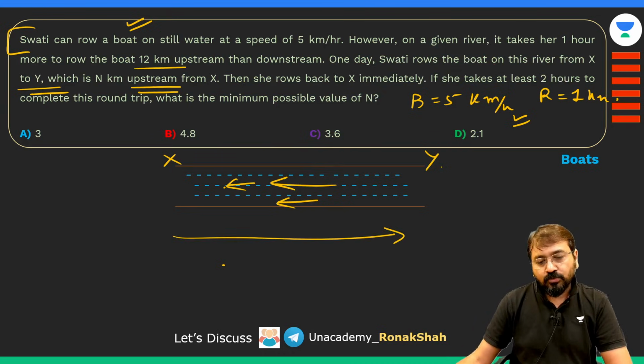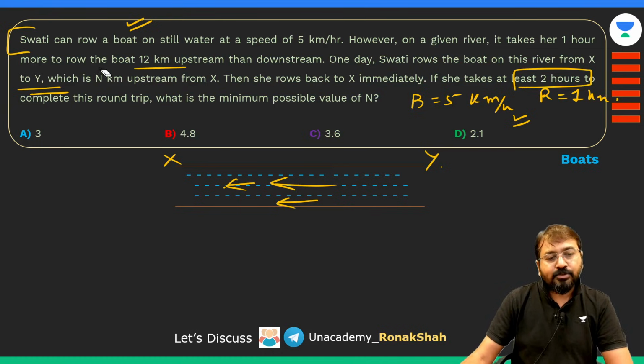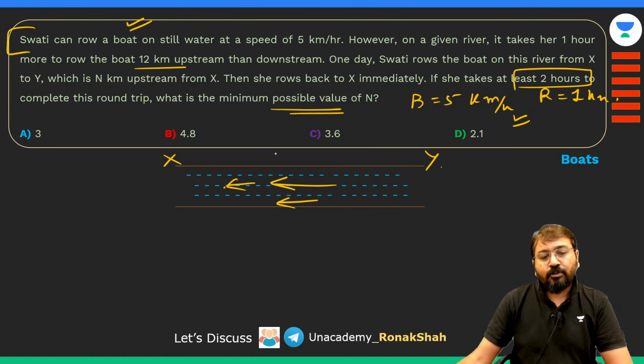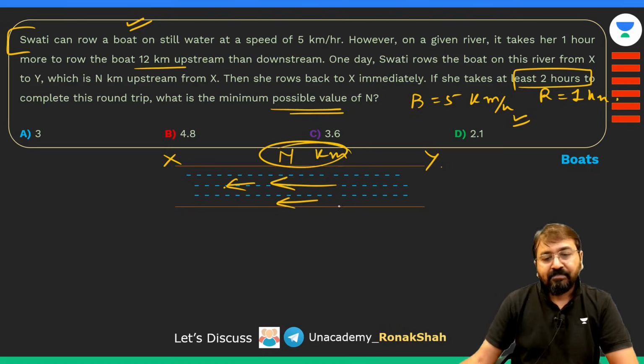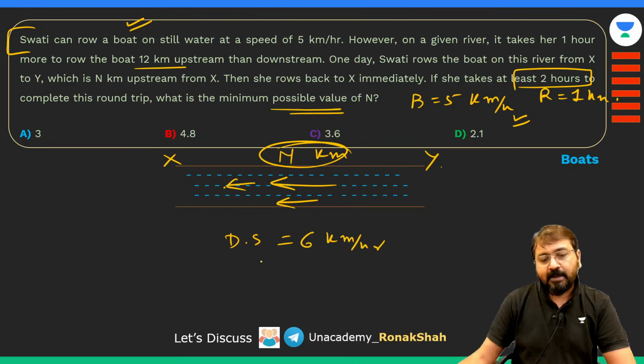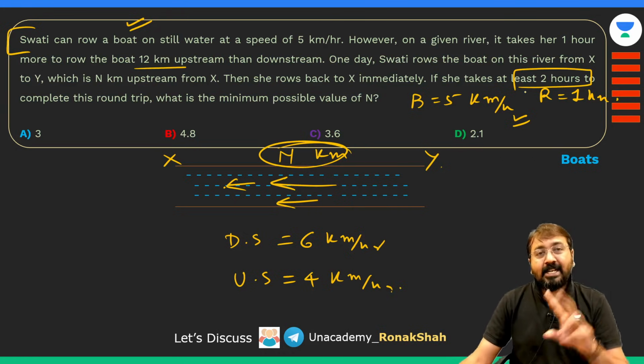So she goes to Y and she comes back. So it's upstream plus downstream. If she has taken at least 2 hours to complete this trip, what is the minimum possible value of n? So what is this distance, n kilometer? What is the value of n, right? Now see, this question is actually very simple. Our downstream speed is going to be 6 kilometer per hour. We all know that 5 plus 1. Upstream speed is going to be 4 kilometer per hour. Yes or no?